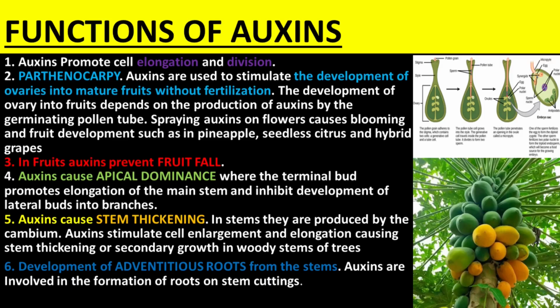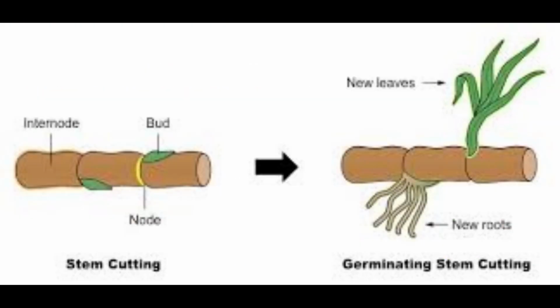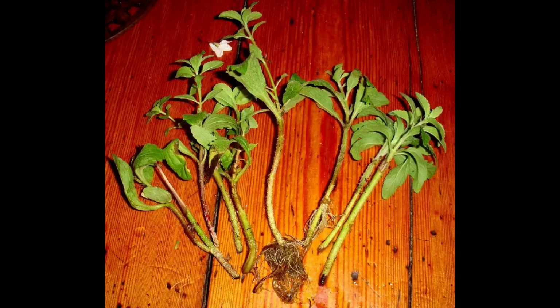Auxins cause apical dominance, where the terminal bud promotes elongation of the main stem and inhibits development of lateral buds into branches. Auxins cause stem thickening. In stems, they are produced by the cambium. Auxins stimulate cell enlargement and elongation, causing stem thickening or secondary growth in woody stems of trees. Development of adventitious roots from the stems: auxins are involved in the formation of roots on stem cuttings.